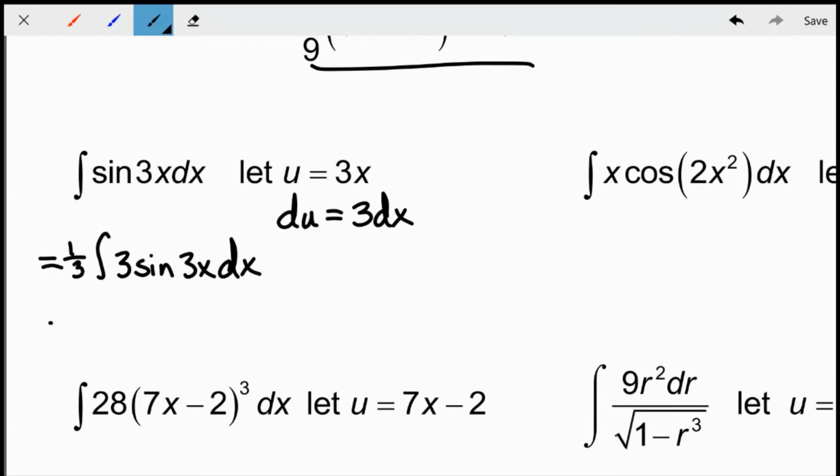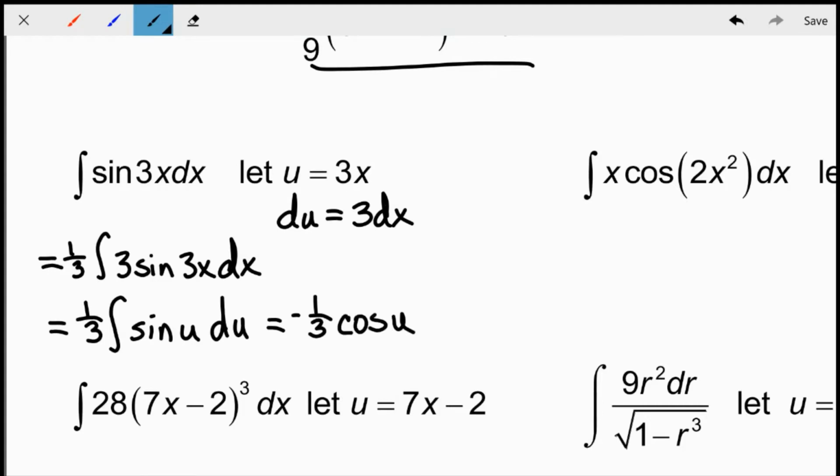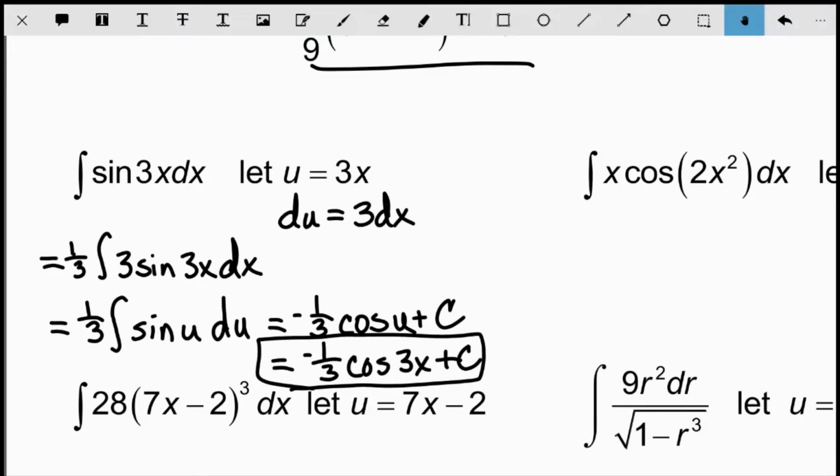So now let's do the substitution. This is the same as 1/3 times the integral. Sine 3x becomes the sine of u, and 3 dx becomes du. And now all I have to do is the antiderivative of sine, which would be negative cosine, so I get negative 1/3 cosine u plus c. And my final step here, I want to replace that u, so I'm going to get negative 1/3 times the cosine of 3x plus c. And again, I can easily check that, just take the derivative and see if I get what I started with.